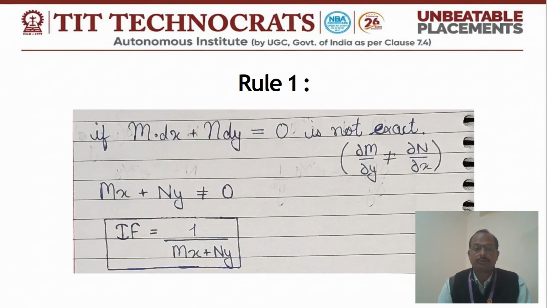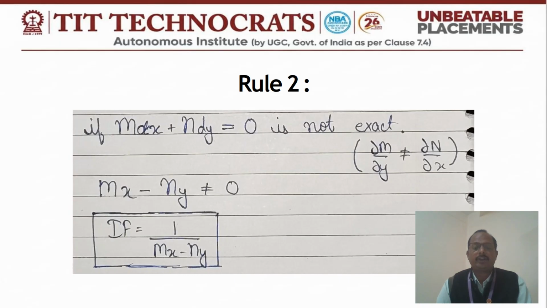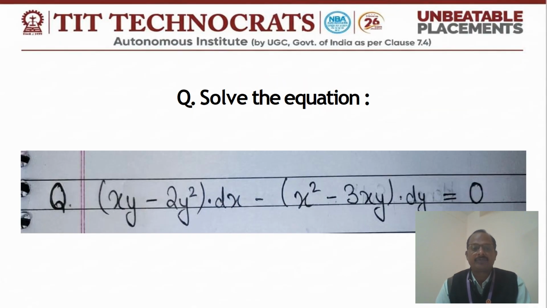So how do we proceed with the question? The second rule is, if m dx plus n dy equal to 0, and the condition is that we can keep y common in the m part and x common in the n part, and where mx minus ny not equal to 0, then the integrating factor is equal to 1 upon mx minus ny. So actually these two cases go simultaneously: in one case mx plus ny, in the other case mx minus ny. So we study them together.